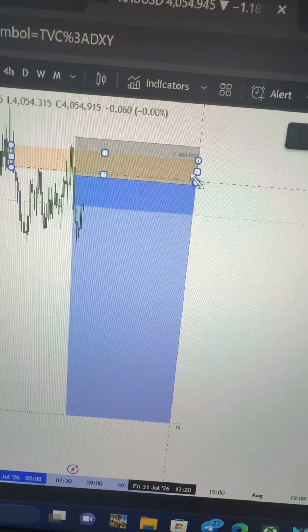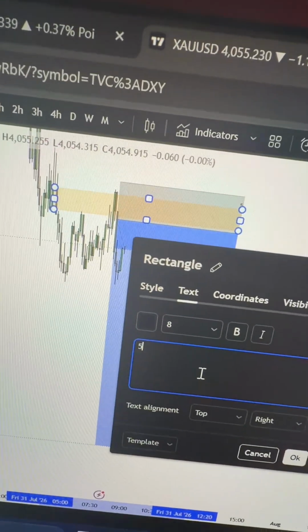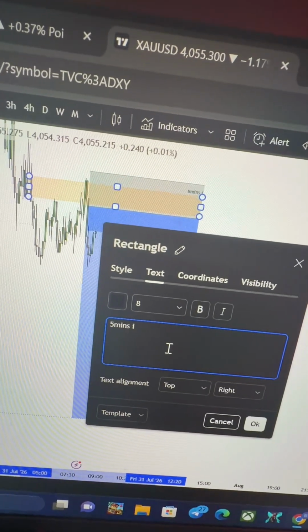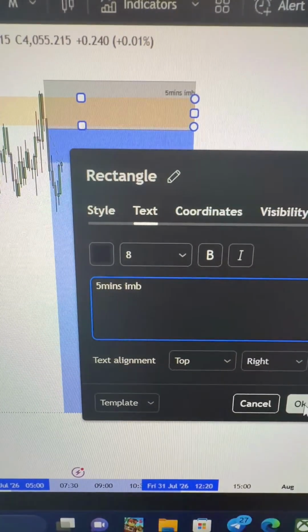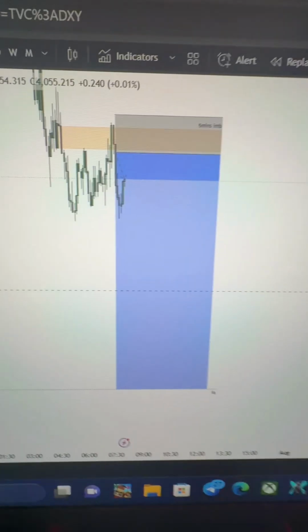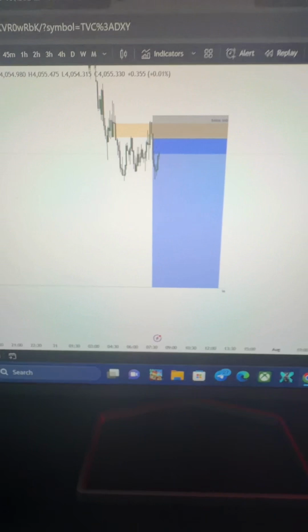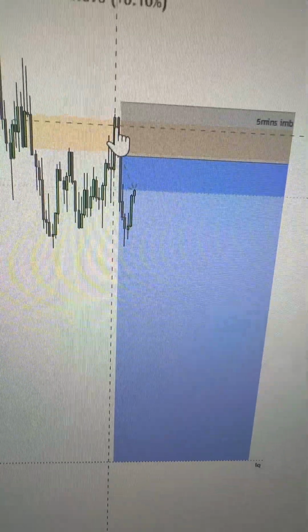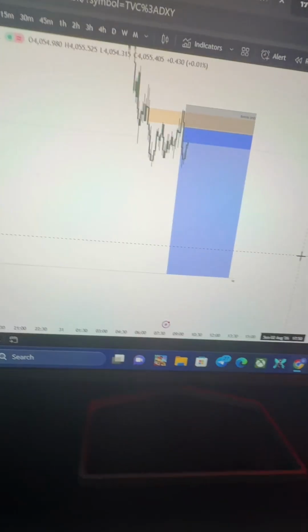So I'm going to outline this 5-minute imbalance at the top. Looks clean. Anyways, so this is the trade I took, and yeah, it's going to be a 1 to 7 risk reward. Now let me show you guys how my MT5 is looking.